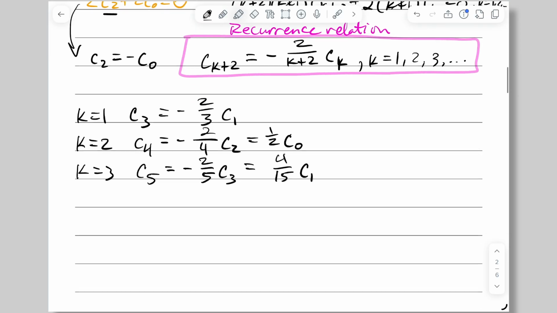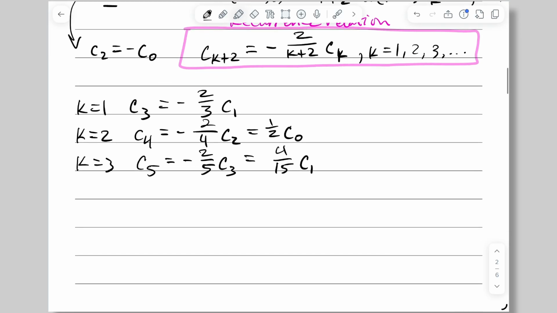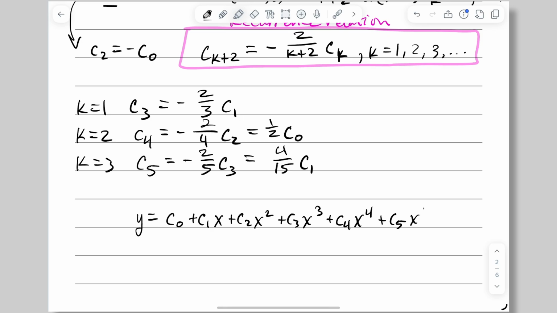I'd say what we have is enough to start writing down our solution. Writing down our solution is dependent on knowing that the power series solution will always have the form y equals c sub 0 plus c1x plus c2x squared plus c3x cubed plus c4x to the fourth plus c5x to the fifth, and that's where I'll stop, but I'll put plus dot dot dot. It is an infinite series.